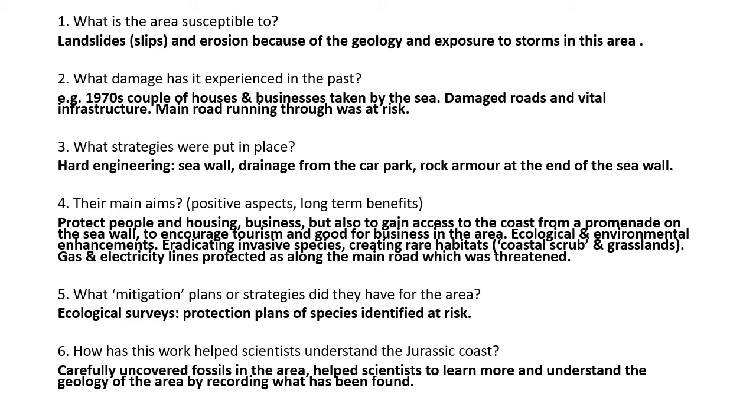Number 3, what strategies were put in place? Well, hard engineering, seawall, drainage from the car park, rock armour at the end of the seawall. And their main aims? To protect people and housing, businesses, but also to gain access to the coast from a promenade on the seawall, a walkway, to encourage tourism, and it's good for businesses in the area.